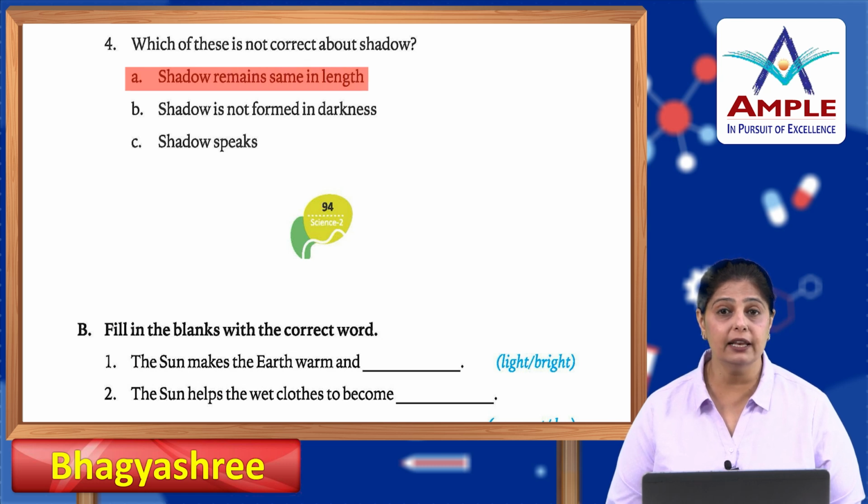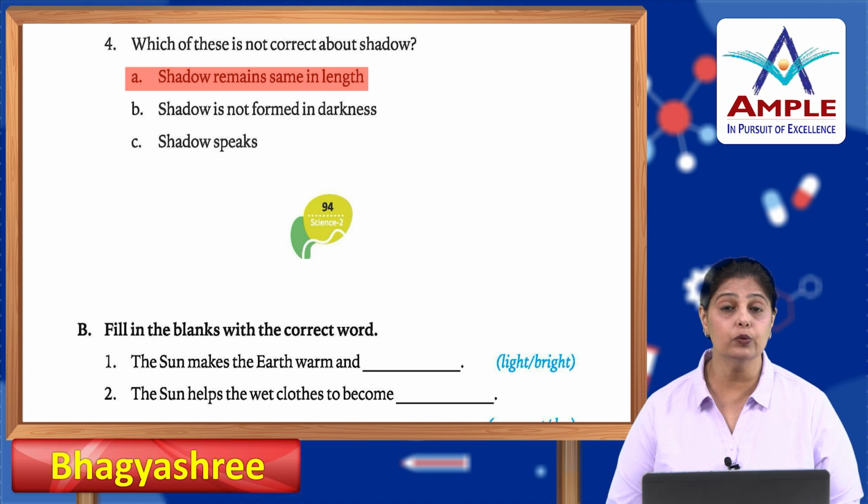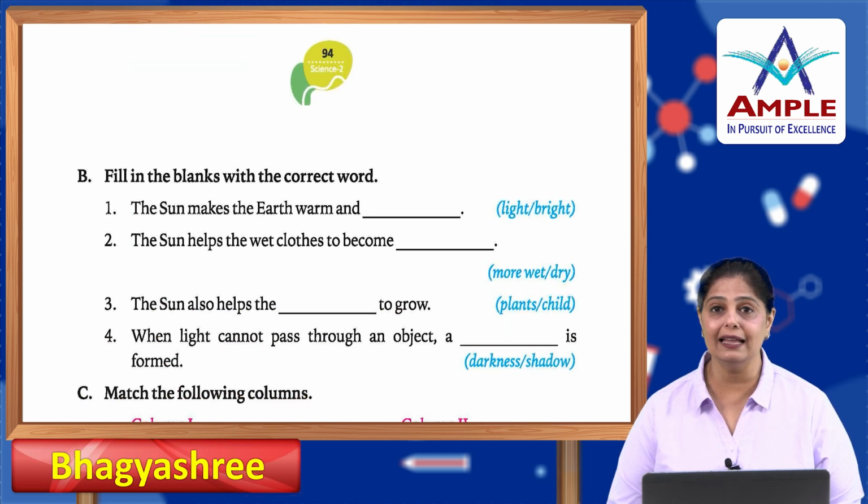Shadow remains same in length. Do you think? No, the shadow length changes, okay, depending on the time of the day. So, in the mornings and evenings it is longer and during the noons it is shorter. So, this is not correct about shadow. Shadow is not formed in darkness. This is true. When it is dark, the shadow cannot be formed, okay. Shadow speaks. Do you think the shadow speaks? No, it does not. Alright. So, these two statements are wrong, A and C.